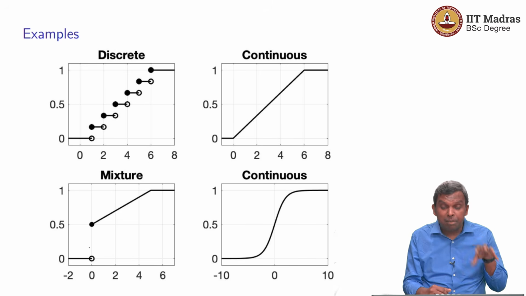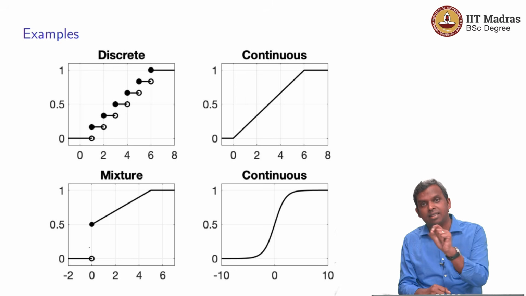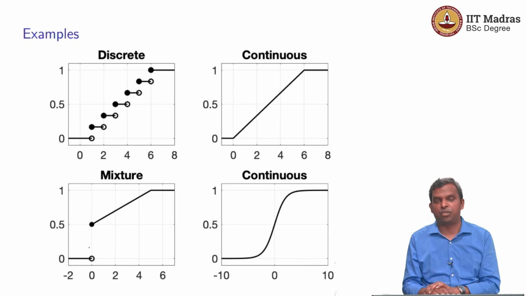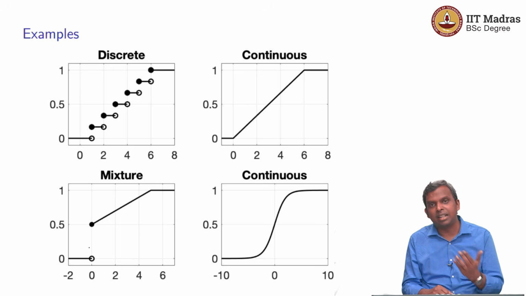Now the bottom left is a mixture. Okay, it's neither continuous nor discrete because it does both. It has a jump and it also rises without a jump in a continuous fashion to 1. Okay, so that's a mixture distribution. It's neither discrete nor continuous. Okay, so there are cases like that. Rarely we will see such cases also, but mostly we will either consider discrete or continuous random variables.